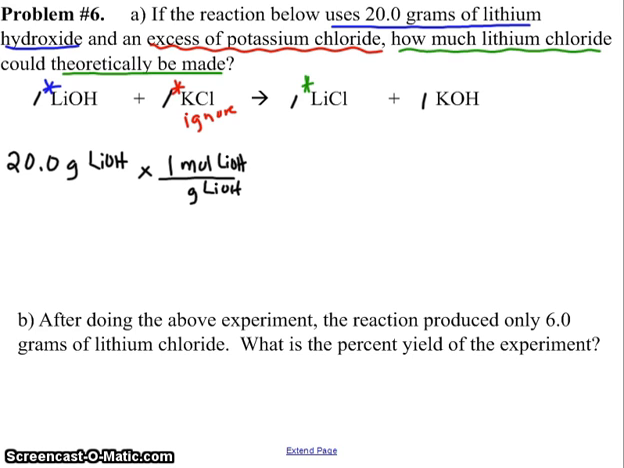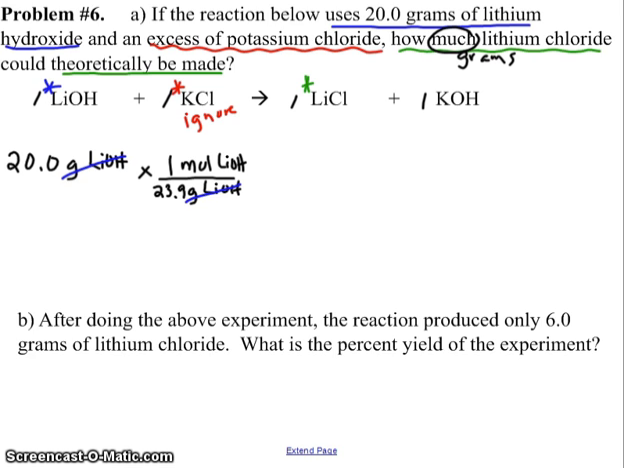For this problem, we need the molar mass of LiOH, and so if you add up the mass of lithium from the periodic table of 6.9, oxygen 16.0, and hydrogen at 1.0, altogether that is 23.9 grams. If we stopped this problem right here, grams of lithium hydroxide would cancel, leaving us with moles of lithium hydroxide. Moles of lithium hydroxide is not our final answer. We're looking to find how much lithium chloride could theoretically be made, and by how much I'm going to clarify in grams.